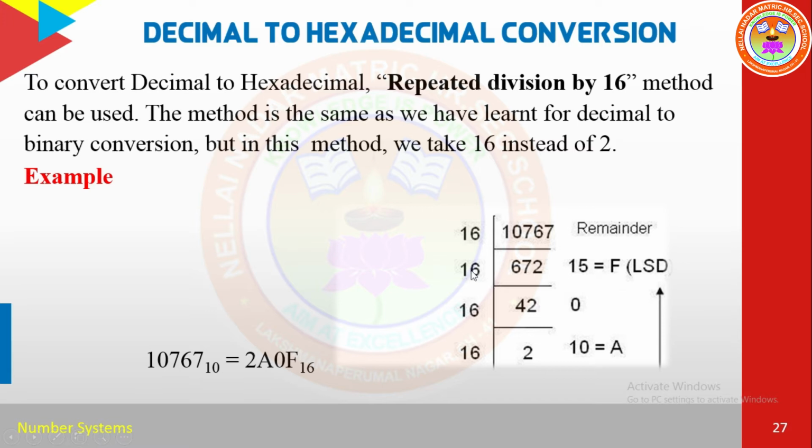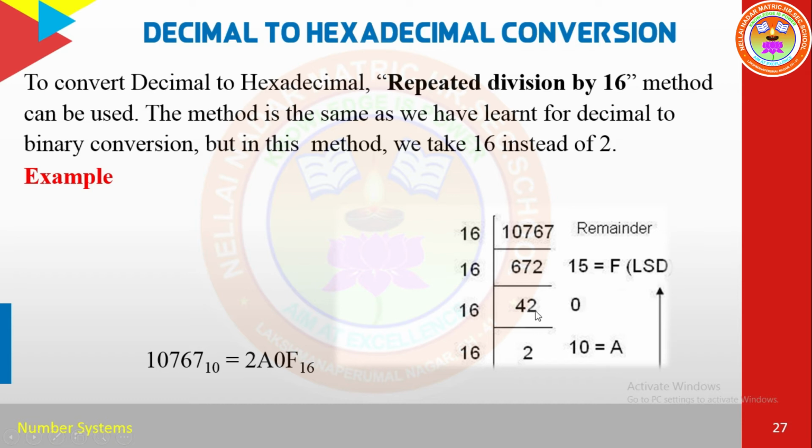The next, another step. Again, 672 we are going to divide by 16. So again, we are going to take the first two numbers, 67. So how many times? 4 times. So 4 into 16, that is what? 64. 67 minus 64, balance 3. Then take the nearest number 2. So 32 now. How many times? 2 times. 2 into 16, 32. The remainder is what? 0.